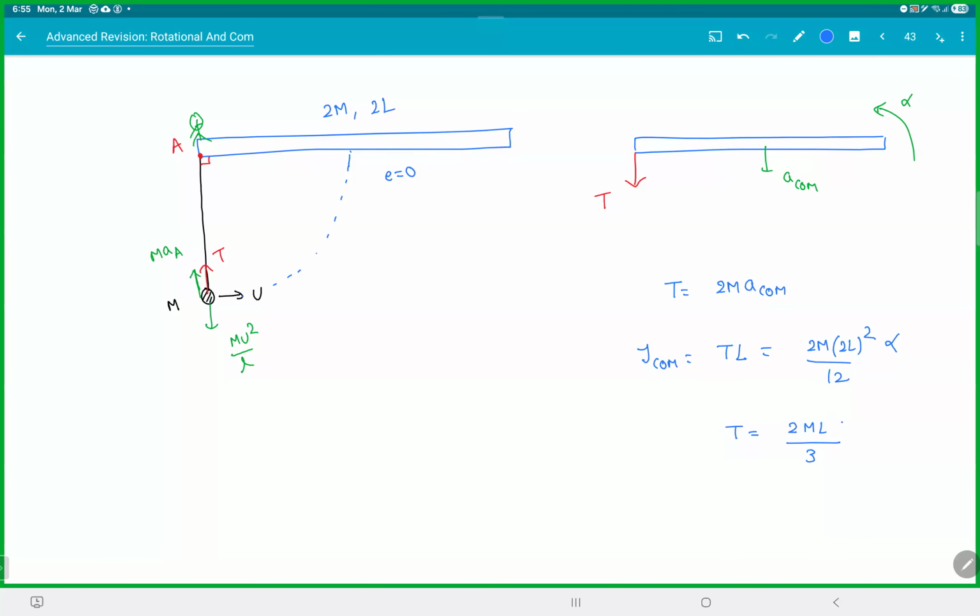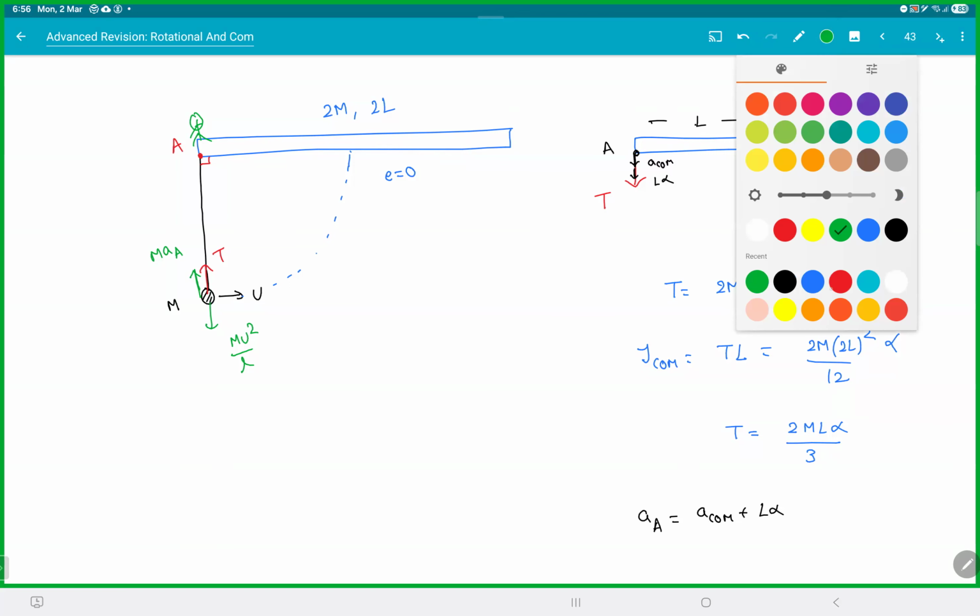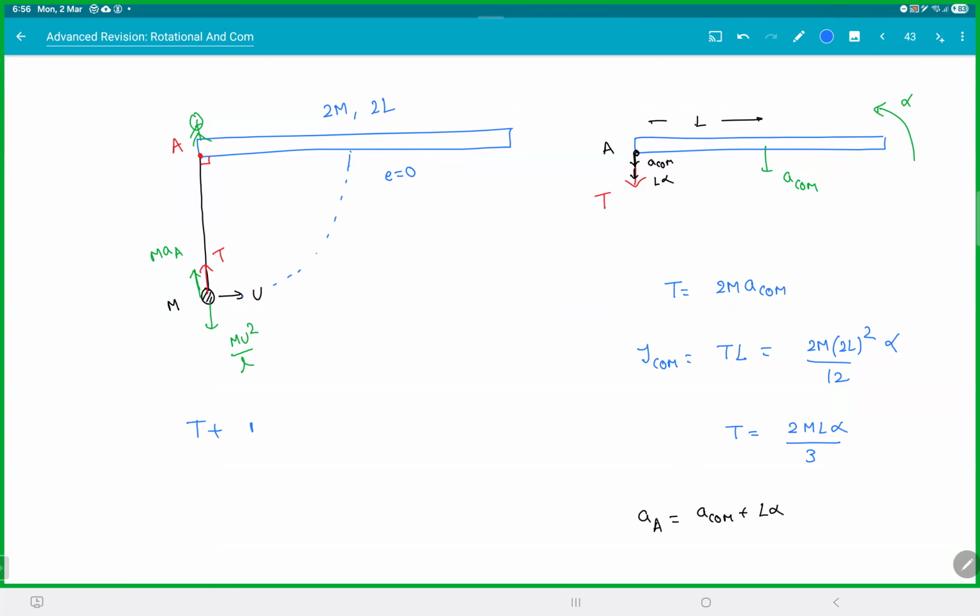Perfect. Then, since you're rotating, this point A will have how many accelerations? This point will have A com. And because of rotation, it will also have L alpha, because remember the length of the rod here is L. So acceleration of A is A com plus L alpha, translation plus rotation. You're done. So here we'll get tension plus mass into acceleration of point A is equal to mu square by L.